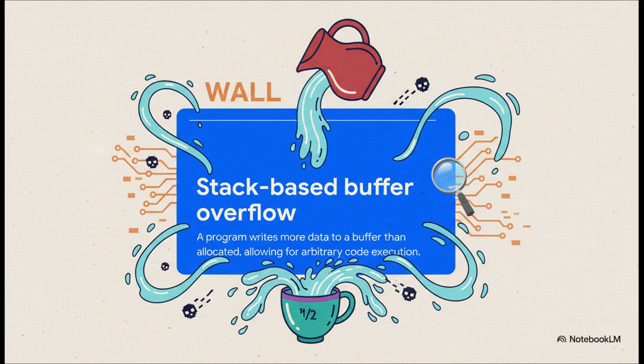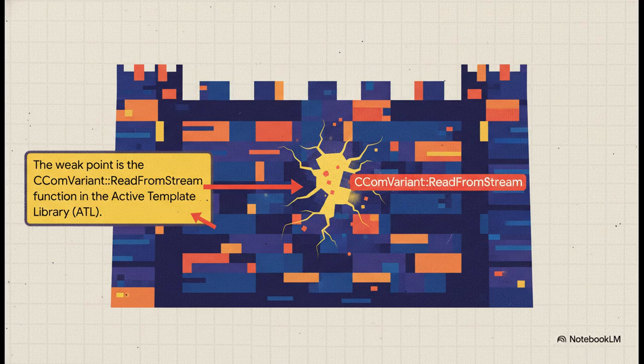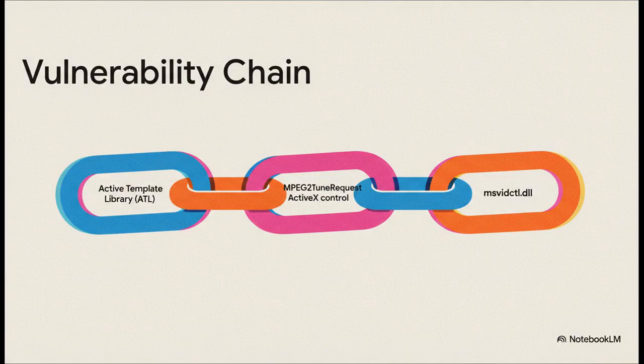own malicious code. Our investigation leads us to one specific spot. The weak point, the Achilles heel, is a function called CComVariant::ReadFromStream. Think of this as the leaky pipe or the unlocked door that attackers have found and can just waltz right through. You see, this vulnerability exists because of a very specific chain of components.